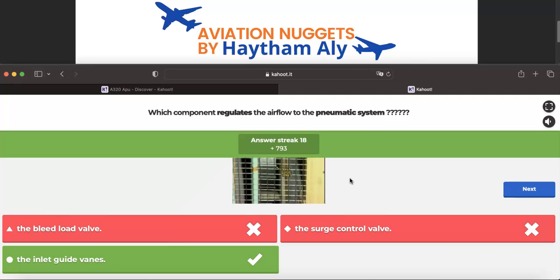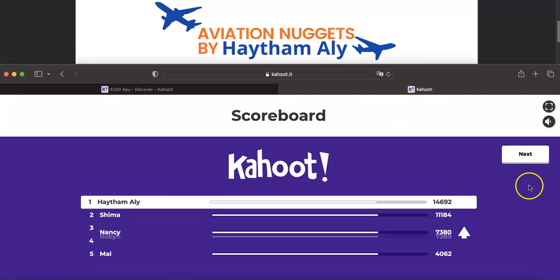Like you need the bleed from the APU only to start the engine, main engine start, or only for air conditioning, or both of them. So the inlet guide vane will regulate the airflow to the pneumatic system according to the electrical signal coming from the ECB. And you need to remember that the inlet guide vane actuator is muscle pressure fuel operated. Okay, everybody, let's proceed. Next question.